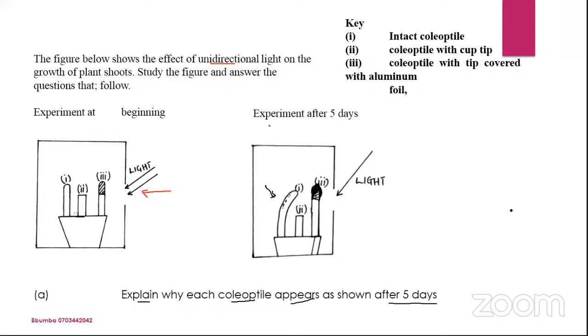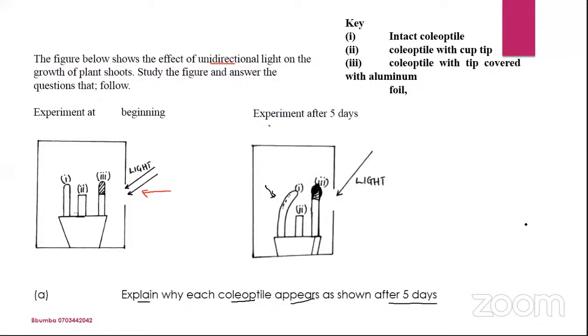Brian Michael. There is no growth in coleoptile 2 because the tip was cut off, and it is the tip that produces the auxins. Okay. So there were no auxins, and therefore growth stopped. Is it, Brian? Okay, thank you for that.